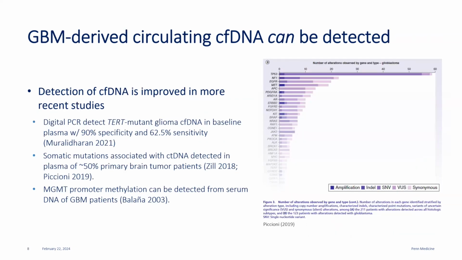On a more positive note, more recent studies utilizing improved methods of detection have shown better detection rates. GBM-related mutations in key driver or resistance genes such as TP53, NF1, EGFR, BRAF, and IDH1 have also been identified in plasma cfDNA. Another study that leverages digital PCR was able to detect TERT mutations in the plasma cfDNA of glioma patients with 62.5% sensitivity and 90% specificity, showing that it's indeed feasible to detect circulating brain tumor DNA with clinically relevant sensitivity and specificity.